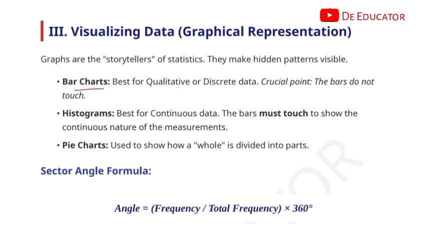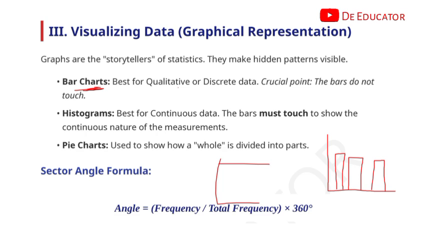We have the bar chart, which is common. It is best for qualitative or discrete data. Crucial point: the bars do not touch. If you have a bar chart like this, and then something like this, you can see that the bars do not touch. But it can also be like this, depending on how you want to do it. You can see the bars are still not touching. We use bar charts to analyze qualitative or discrete data.